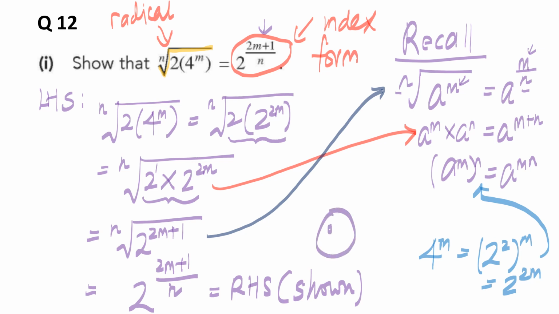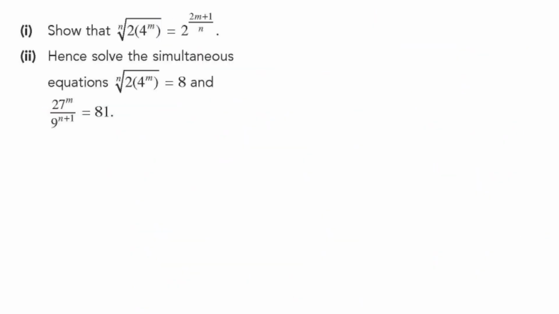Smiling face. We have had good success solving part 1. Now let's proceed to solving part 2. The keyword here is the word hence. What does this word hence mean to you? Actually, it's nothing really fantastic. The word hence means you have to make use of the answer that you have obtained in part 1.